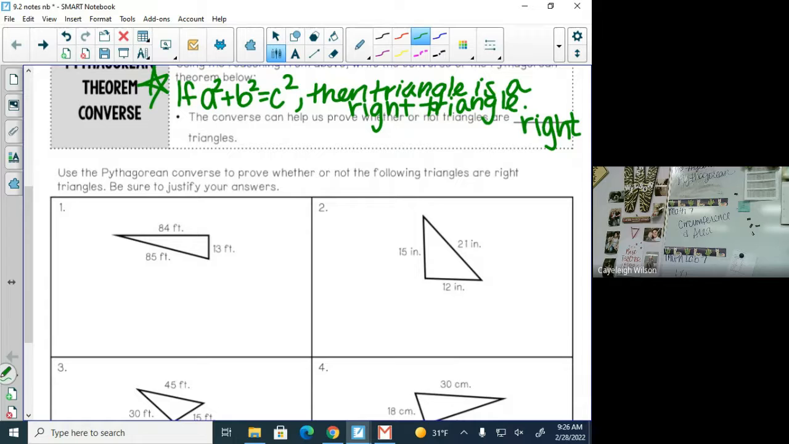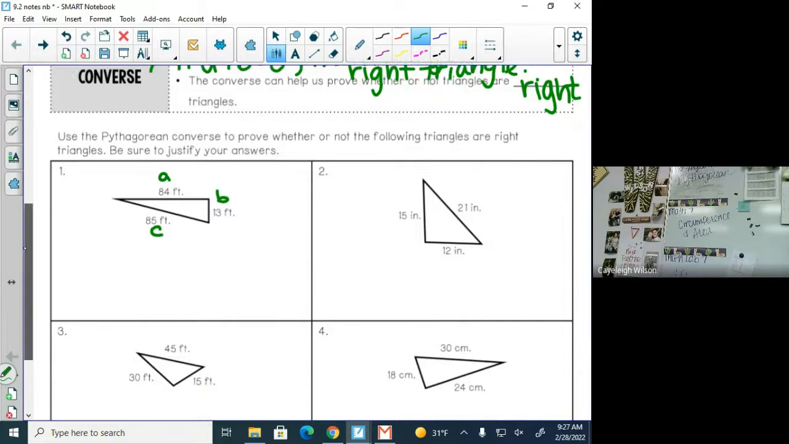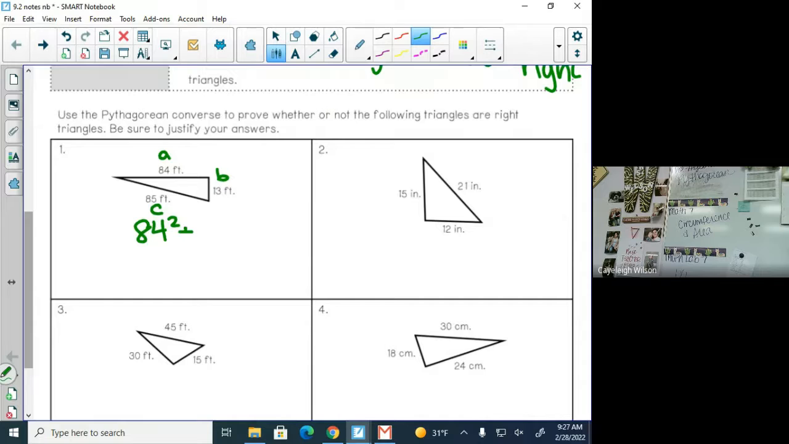Use the Pythagorean theorem converse to prove whether or not the following triangles are right triangles. Justify your answers. Justifying your answers means showing your work. Okay, so number 1, which one of those is the hypotenuse? 85, because the hypotenuse is always the what? The biggest, the longest. So this is C. It doesn't matter which one's A and which one's B. So in order for this to be a right triangle, A squared plus B squared has to equal C squared. So 84 squared plus 13 squared has to equal 85 squared.